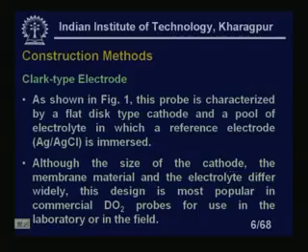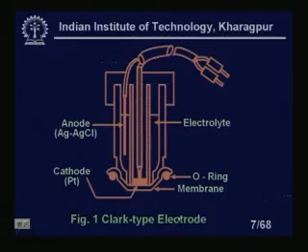Although the size of the cathode, the membrane material and the electrolyte differ widely, this design is the most popular in commercial DO2 probes for use in the laboratory or in the field. This is the most common sort of electrode. That is the reason we have put the Clark type electrode in position number 1. Let us go to the details of this. You see the figure. This is a Clark type electrode. You can see here.